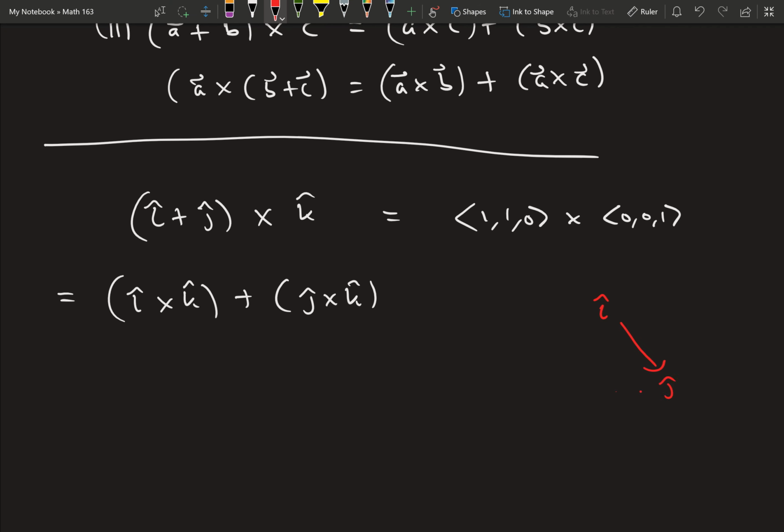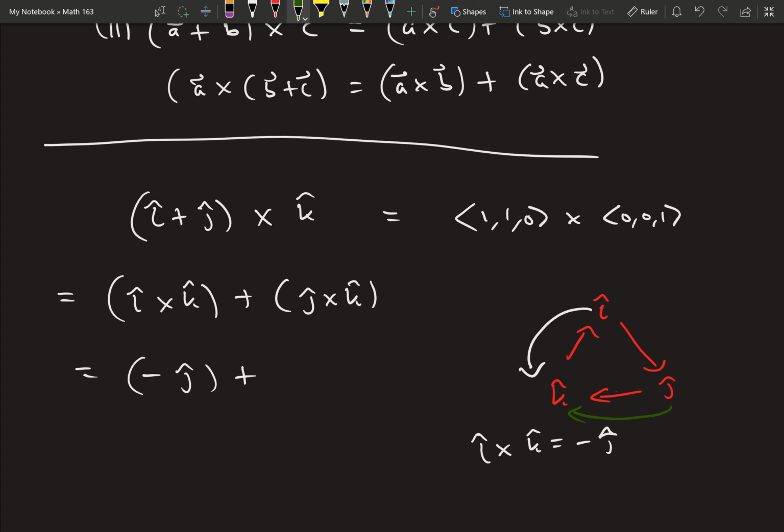And then you could go to our little simple way of remembering at least the cross products of i, j, and k. Well, here we have i cross k. So i cross k is equal to negative j. So this is actually negative j plus, and then j cross k would actually equal i, because that's the usual direction, plus i.